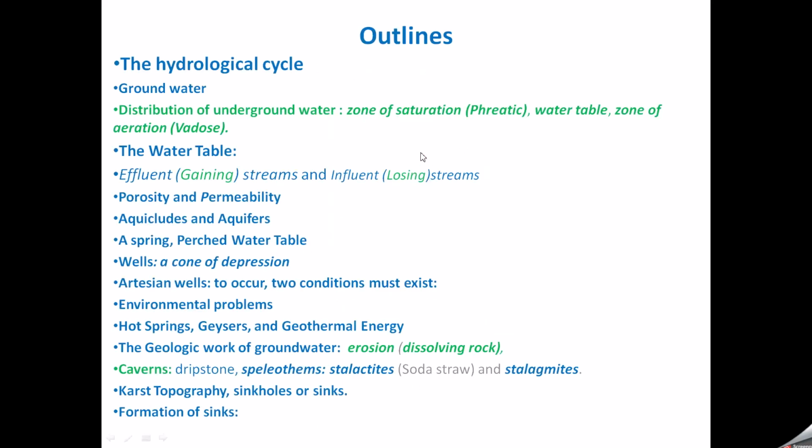Groundwater, chapter 14. The hydrological cycle, groundwater, distribution of groundwater, zone of saturation, underground water table, we call it phreatic zone, and then water table, and then zone of aeration above the water table, we call it vadose zone. That includes air and water. The water table, we studied effluent streams, we call them gaining streams, and influent streams, we call them losing streams.